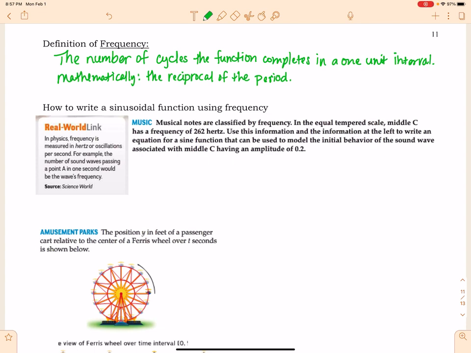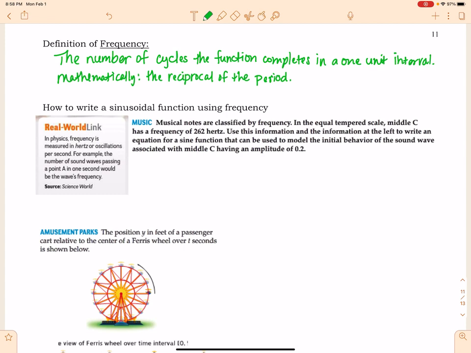Pre-calculus. This video is going to talk about the applications for sinusoid functions or sinusoidal functions. So we already talked a little bit at the beginning of the unit about how a sine graph models certain things in real life. So that is what this video is going to focus on.